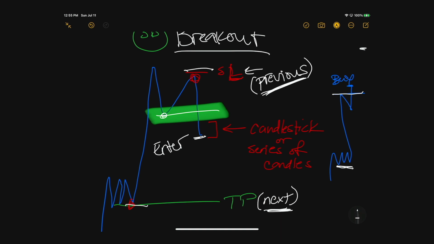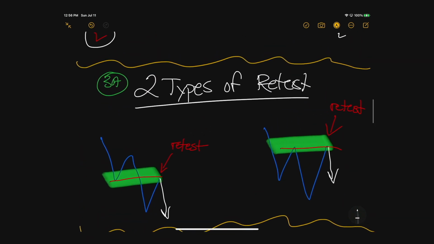Breakout is very simple. All you're looking for is a candlestick to close below a certain area, and then you execute. Now, retest is something different. Okay, retest is something different.